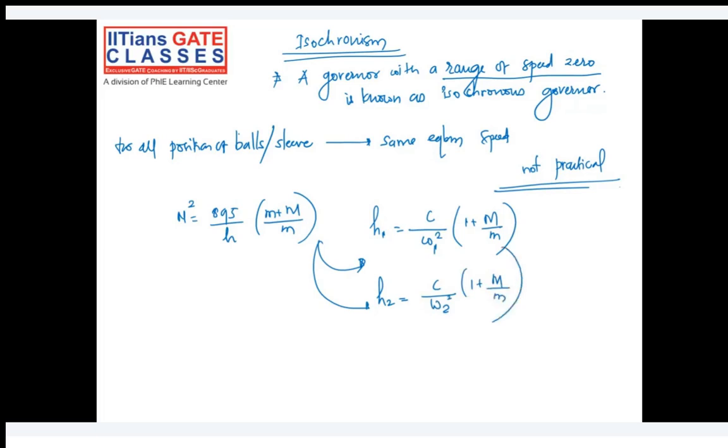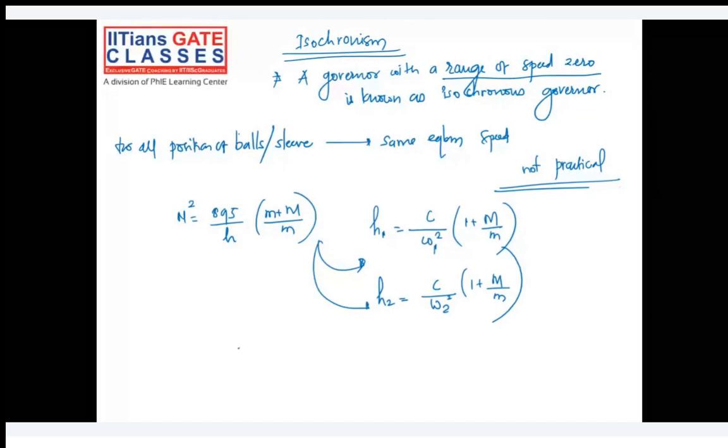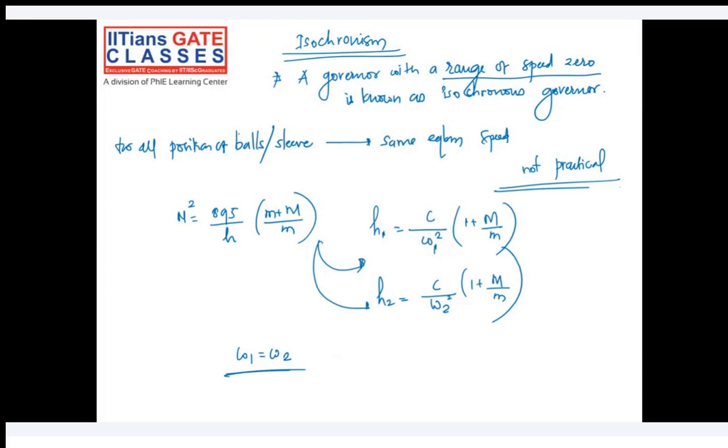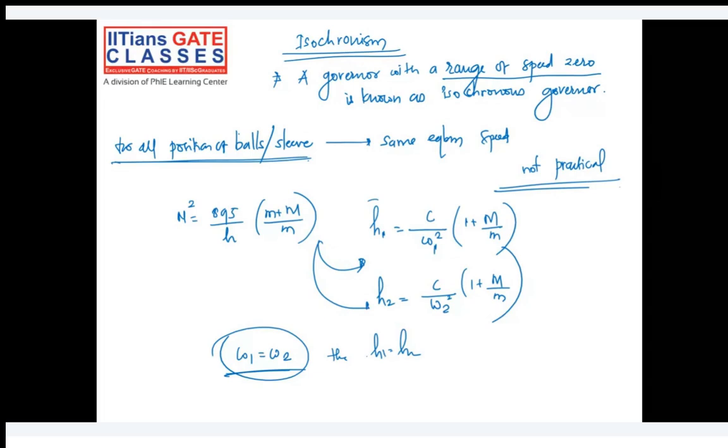So we know that for different omega, we will have a different value of h in general. But for an isochronous governor, if omega 1 equals omega 2, there should be different h1 and h2. It means for different positions of the balls and the sleeve, we have the same equilibrium speed. We know this is possible only if omega 1 equals omega 2 and h1 is equal to h2, meaning we are talking about the same position here, neglecting the effect of friction. So there is no chance that we will have different positions but the same omega. That's what it is: not practical.